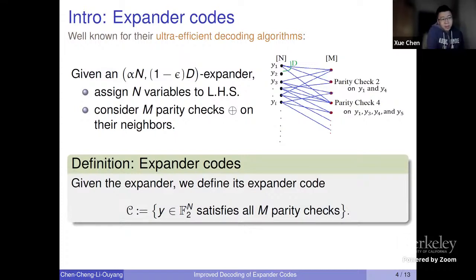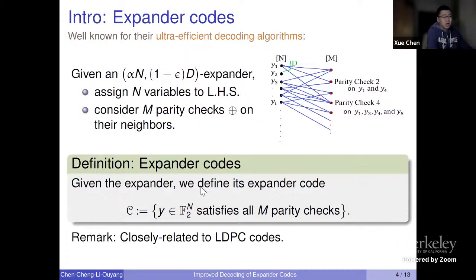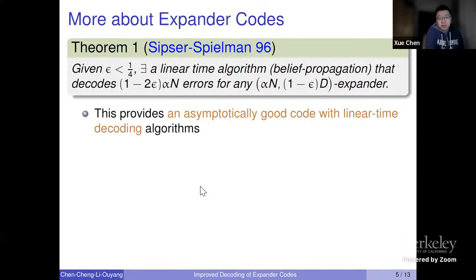One thing I want to say here is that the rate of the expander code will be n minus m divided by n. So as long as m is say half of n or less, the rate is a constant. Another thing is that this is closely related to LDPC codes. While LDPC codes require the right side to be regular, most LDPC codes are expander codes. Okay. So let me review some previous work.